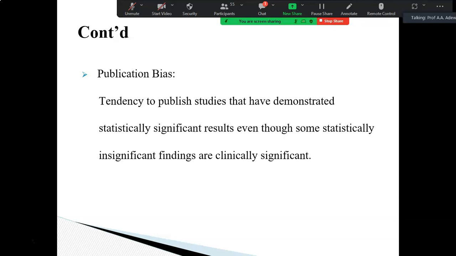Then publication bias. There's always a tendency to publish studies that have demonstrated statistically significant results, even though some statistically insignificant findings are clinically significant.